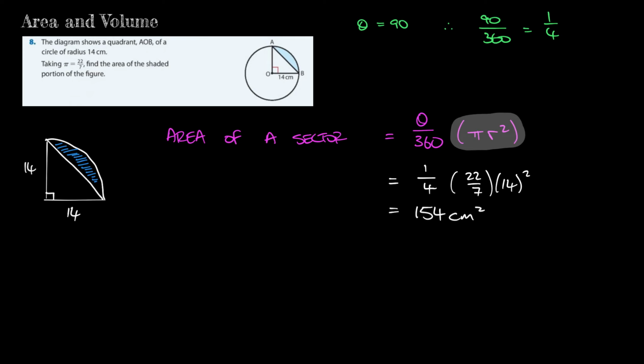The next thing that I need to do is, so I know the area of the full sector at this stage. The full sector is 154. So that means everything inside here is 154. I now need to work out the area of the triangle. And if I can work out the area of the triangle, I can subtract that to find out the area of the shaded region.